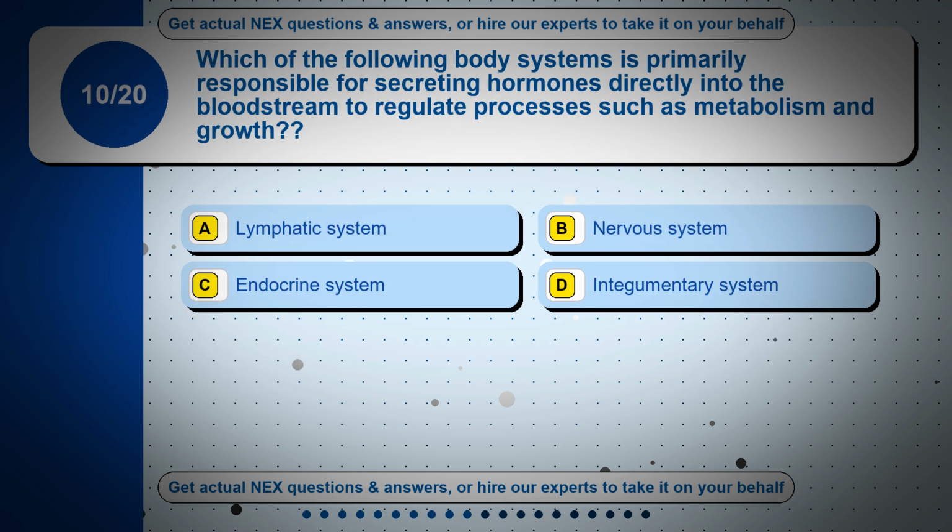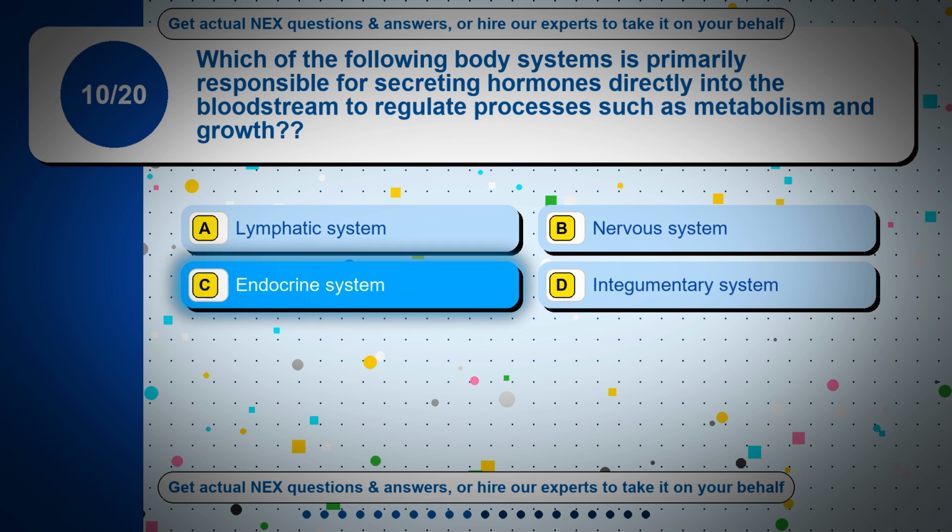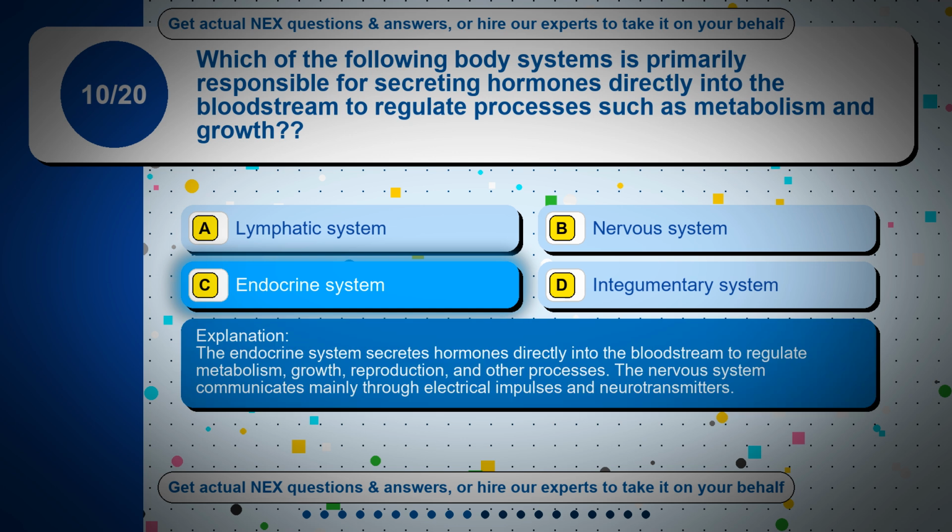Question 10. Which of the following body systems is primarily responsible for secreting hormones directly into the bloodstream to regulate processes such as metabolism and growth? Option A, lymphatic system. Option B, nervous system. Option C, endocrine system. Option D, integumentary system. The correct answer is option C, endocrine system. The endocrine system secretes hormones directly into the bloodstream to regulate metabolism, growth, reproduction, and other processes. The nervous system communicates mainly through electrical impulses and neurotransmitters.